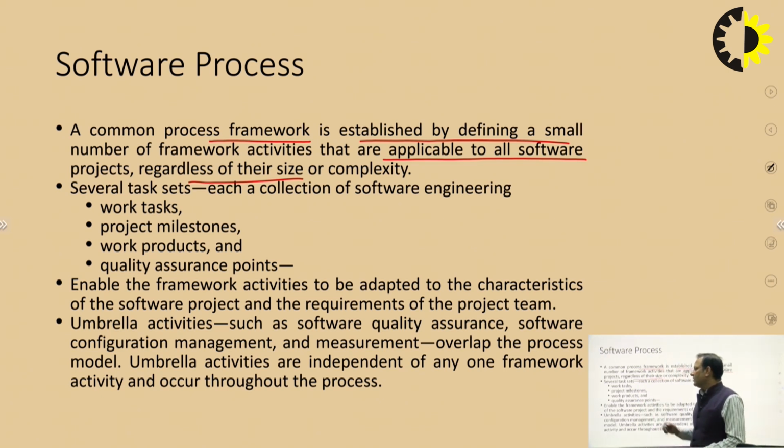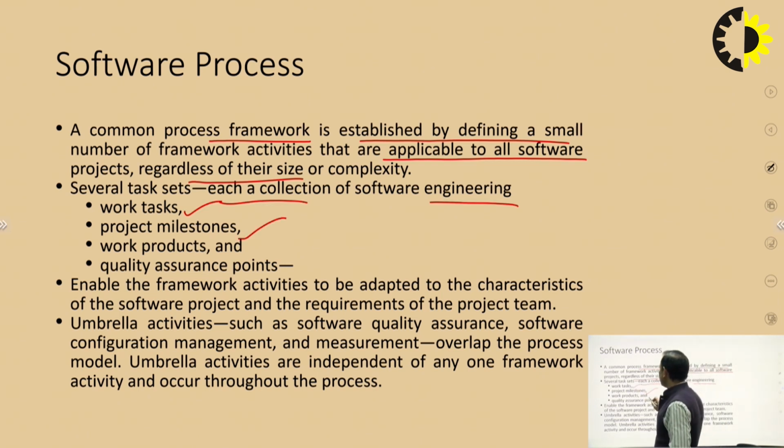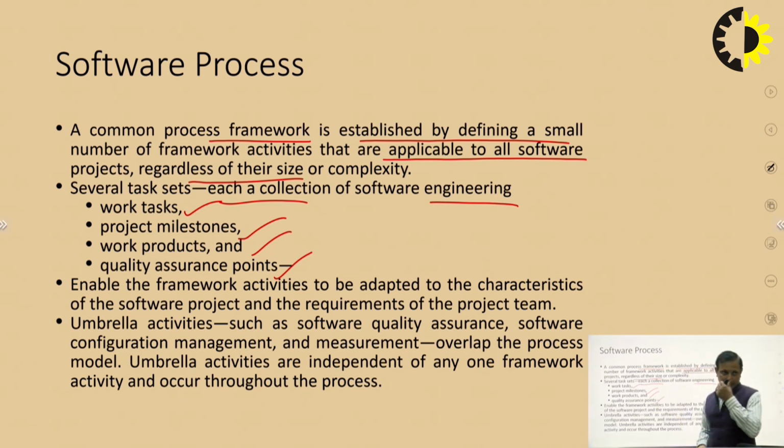Several task sets, each a collection of engineering work tasks, project milestones, products, and quality assurance points, enable the framework activities to be adapted to the characteristics of the software project and the requirements of the project team. Umbrella activities, such as quality assurance, software configuration management, and measurement, overlap the process model. Umbrella activities are independent of any framework activity and occur throughout the process.